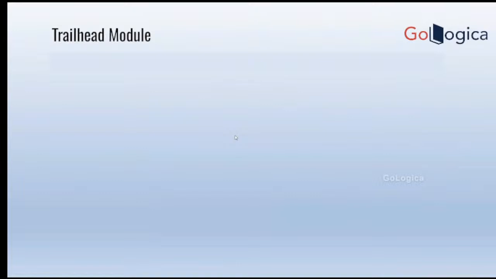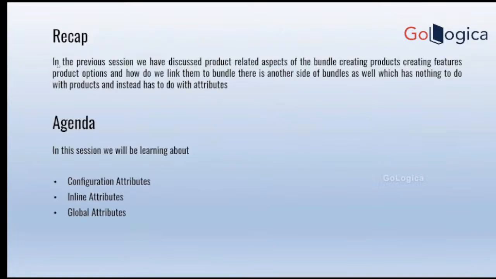So I will be sharing a Trailhead module link, as we have done for bundle configuration. This is for you to practice and you will be able to learn how we need to create attributes. In today's session, as a recap, we have done creating products, bundles, features, and product options. Now there will be attributes which have nothing to do with the bundles, but enhance the value of a product. In today's agenda, we would be learning about configuration attributes, inline attributes, and global attributes.